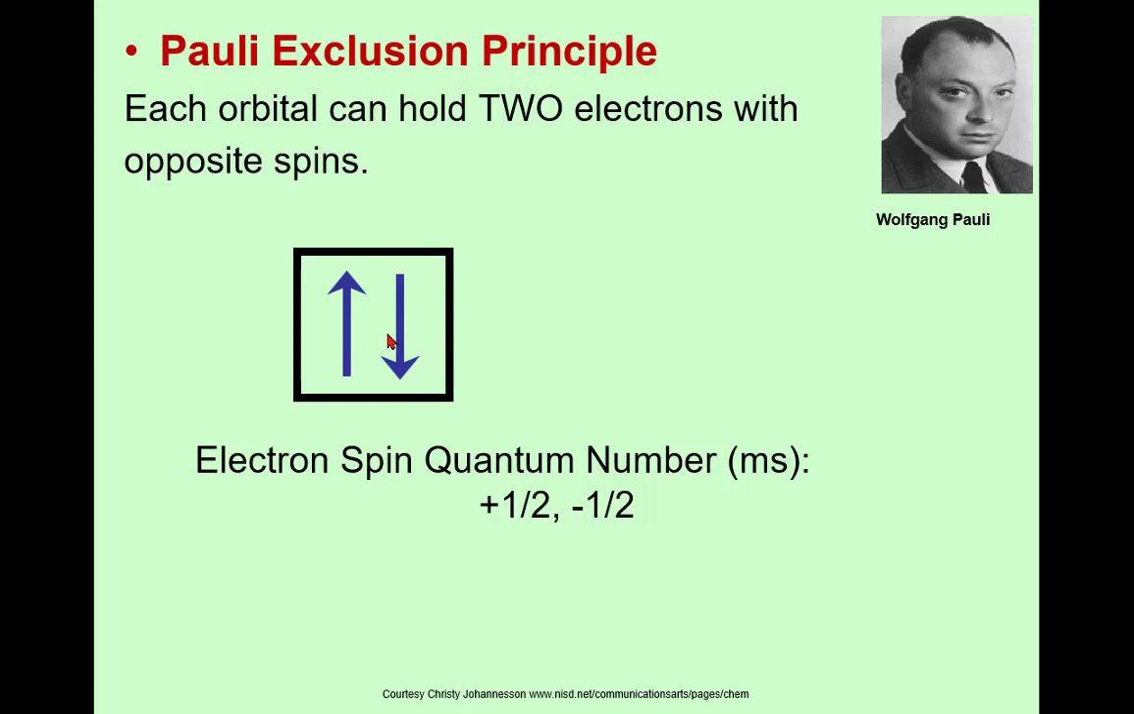For example, they have the same principal, azimuthal, and magnetic quantum number values, but not the same spin quantum number value. So the Pauli exclusion principle states that if you place two electrons in a single orbital, you have to show one electron with an up arrow and the other with a down arrow. Down arrow means that its spin is opposite from its neighboring electron in the same orbital. So you have to make this point clear.